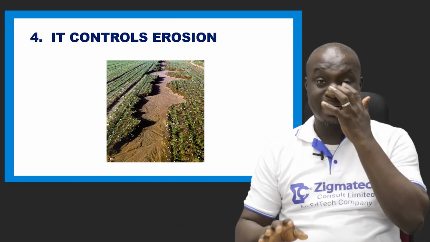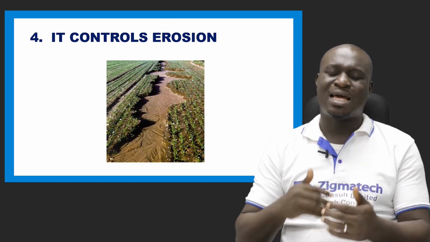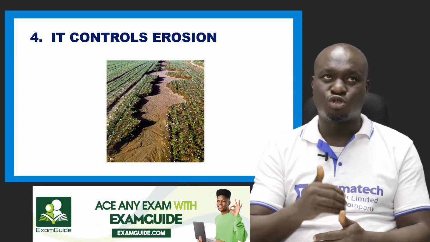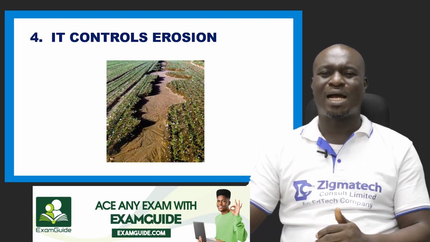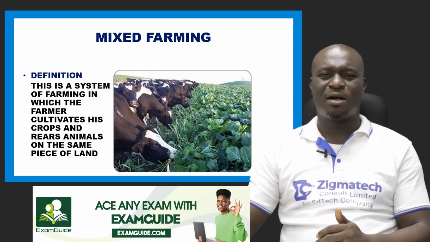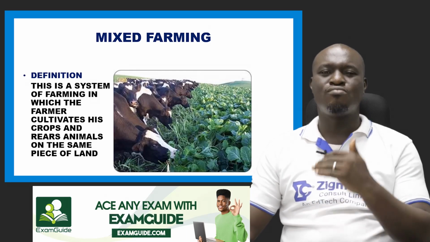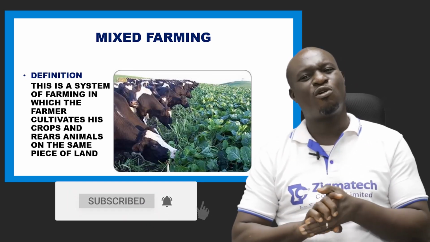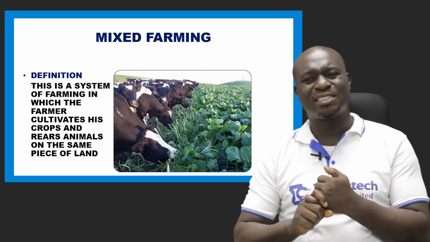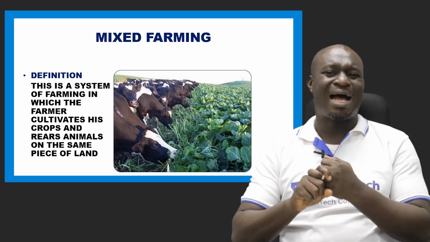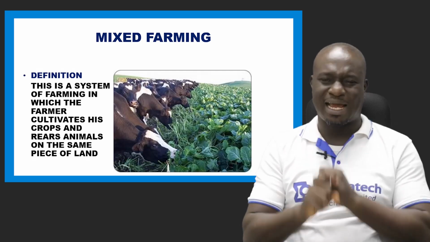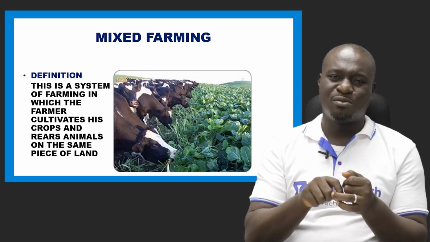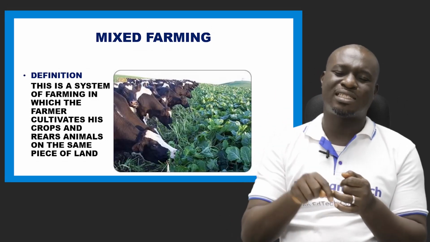And then number 4, like I said, it also controls erosion. The planting of cover crops helps to put erosion in check. Now, quickly, let's look at the other type of farming activity, which is called mixed farming. Mixed farming is a system of farming in which the farmer cultivates his crops and also rears animals on the same piece of land.